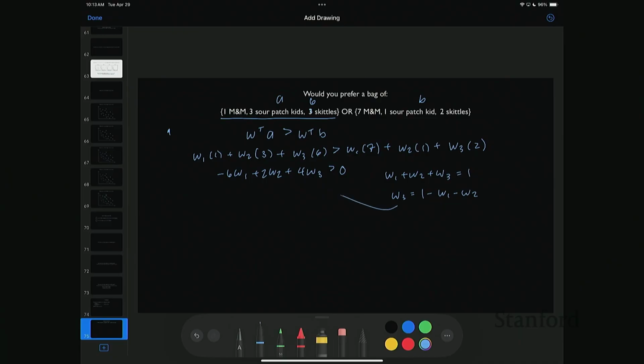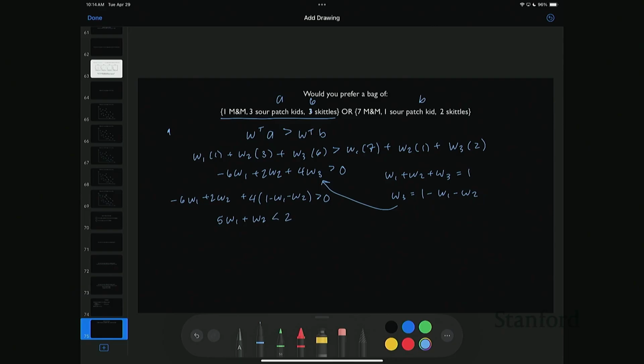And now I'm going to go ahead and plug this in for W3. So we'll get negative 6 W1 plus 2 W2 plus 4 times 1 minus W1 minus W2 greater than 0. And if we keep doing a bunch of math here and simplifying it, we're going to end up getting something that looks like 5W1 plus W2 is less than 2.